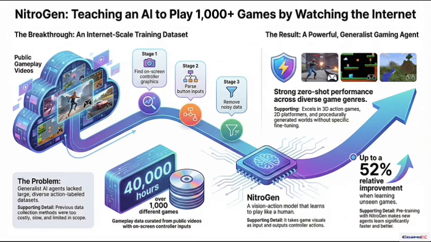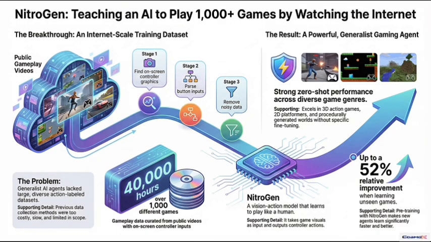I mean, progress in this field has been totally choked by the lack of massive, diverse, and this is the key part, labeled action datasets. So you need to know not just what's on the screen, but exactly what button the player was pressing at that exact moment. Exactly. And trying to manually label, say, 40,000 hours of gameplay is just impossible. Which is what makes Nitrogen so wild. It's trained on exactly that, 40,000 hours of gameplay from over 1,000 different games. It's a total game changer.